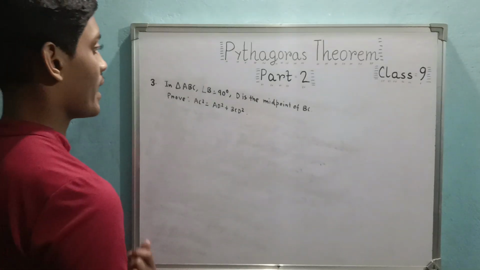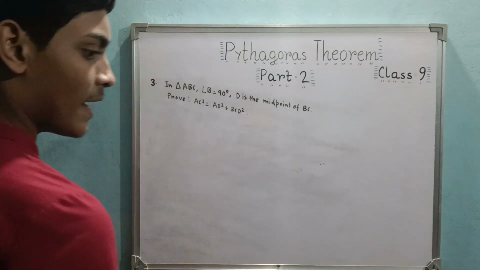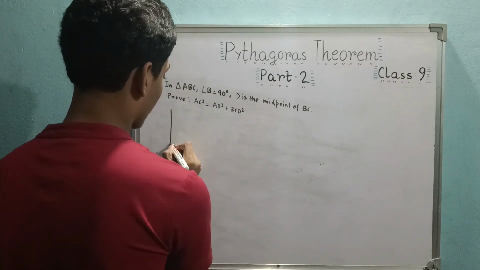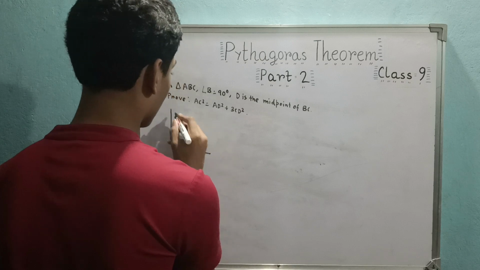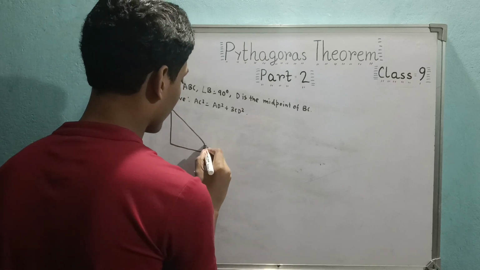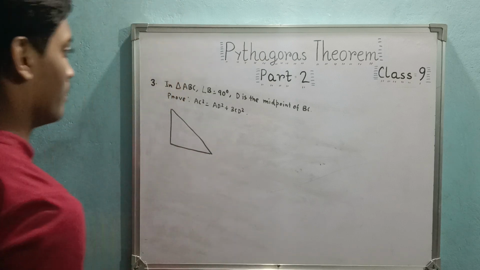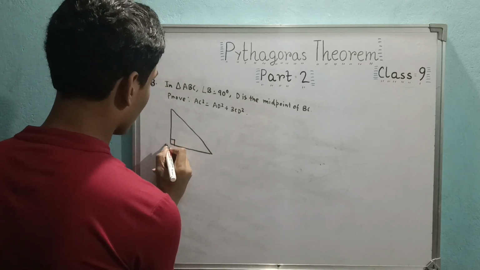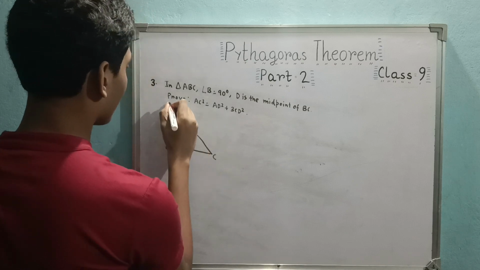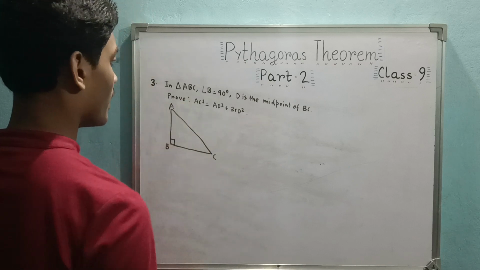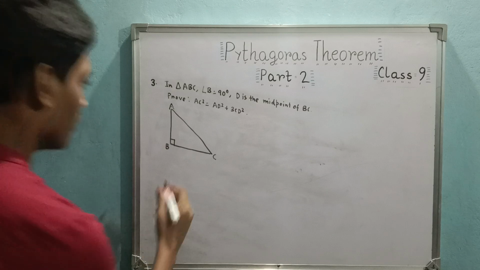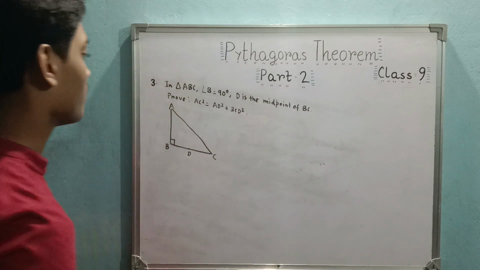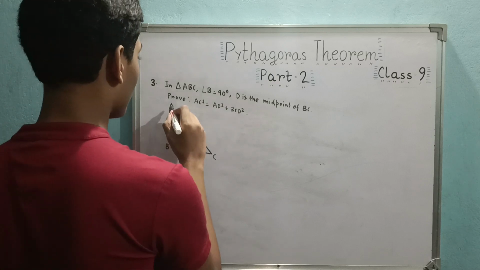First, let's draw this triangle. So B is 90 degree. That means this is a right angle triangle. Let's draw a right angle triangle, something like this. And B is 90 degrees, so suppose this is the 90 degree angle. This is B. And suppose this is C and this is A. They are telling that D is a midpoint of BC. So suppose this is the midpoint D here. Okay. So what if I join AD?